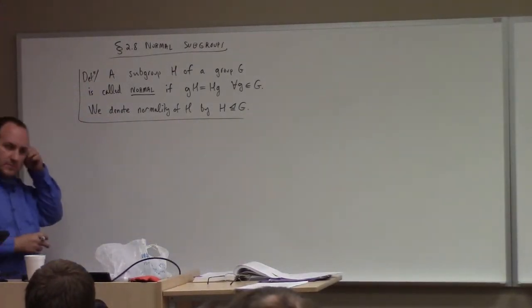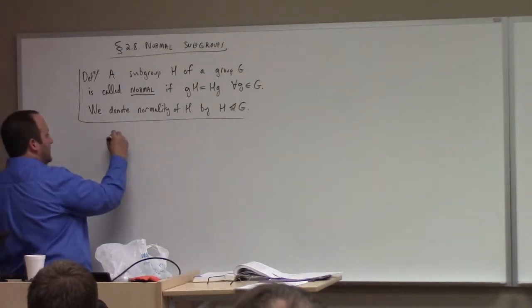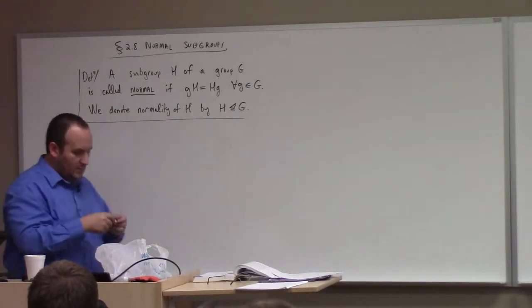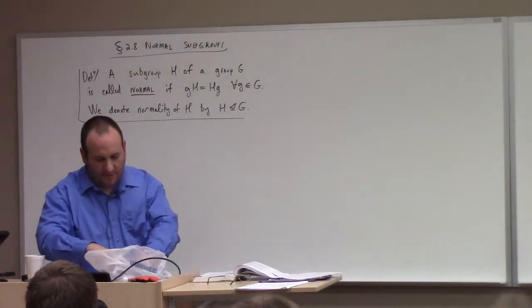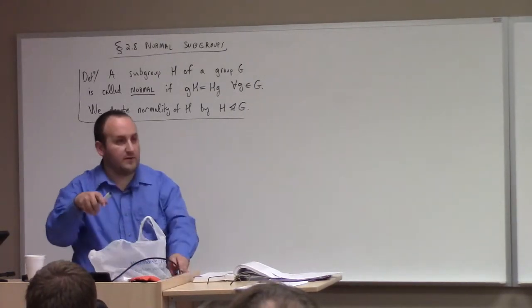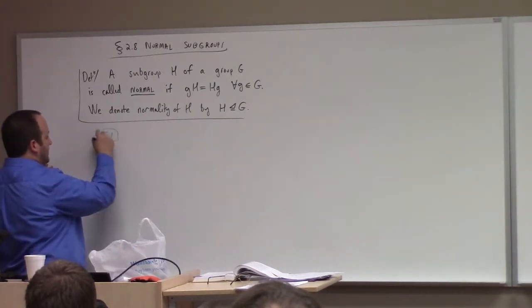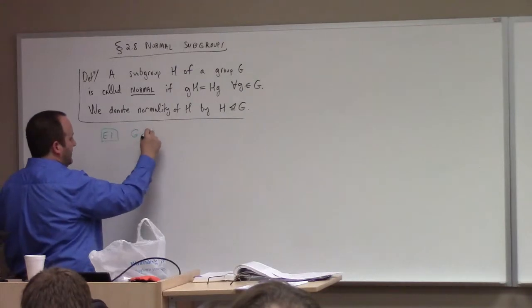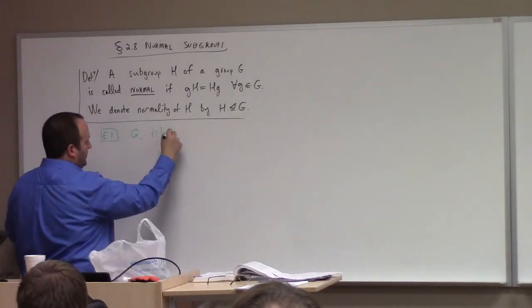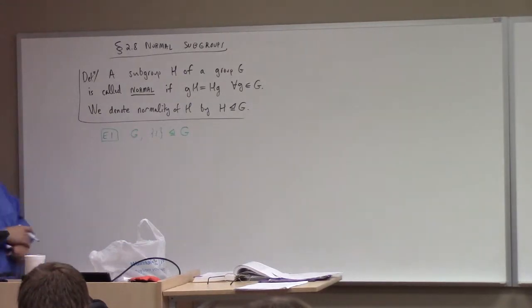So, let's get the perfunctory examples out of the way. Example 1. Well, how about the group itself, right? Or the trivial subgroup. Think about it. It's pretty obvious that G and 1 are going to be normal subgroups of G. It's not hard to see that.